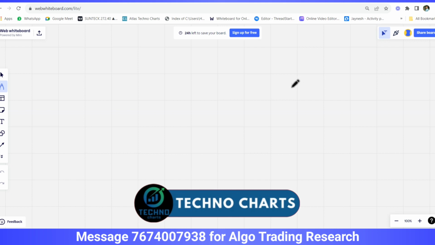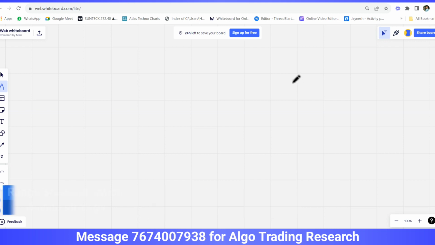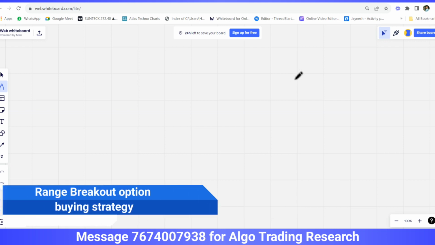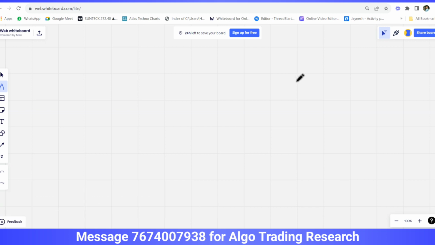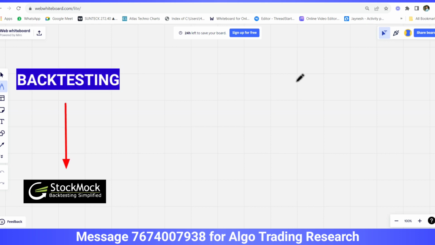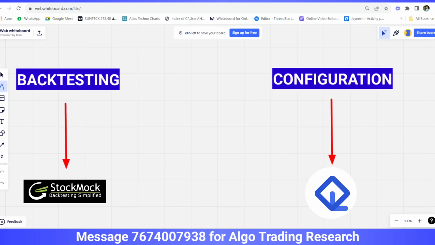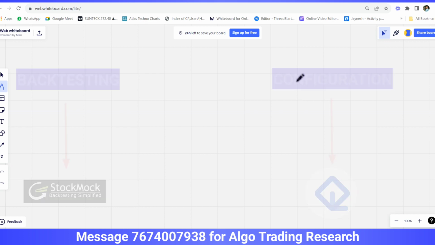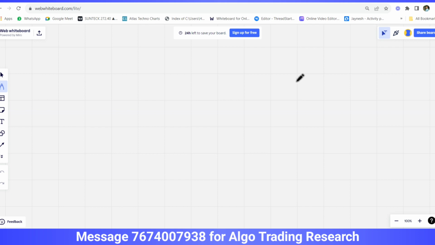So in today's session, we are going to discuss range breakout option buying strategies. How do we design the option buying strategies? What are the things that you have to keep in mind before we start trading these strategies? It's backtesting in Stockmock and its configuration in Quantiply. Both are different in case of backtesting and execution, and the settings are different in Quantiply. So we are going to discuss that. This session is purely based on algo trading, algo option buying strategies.